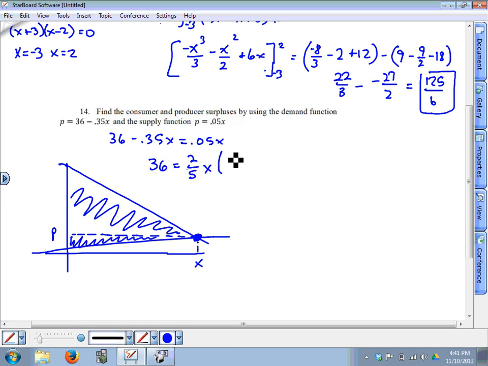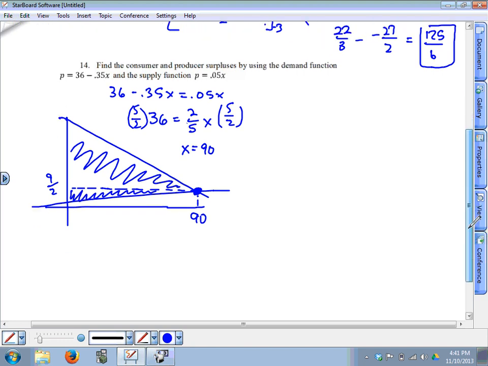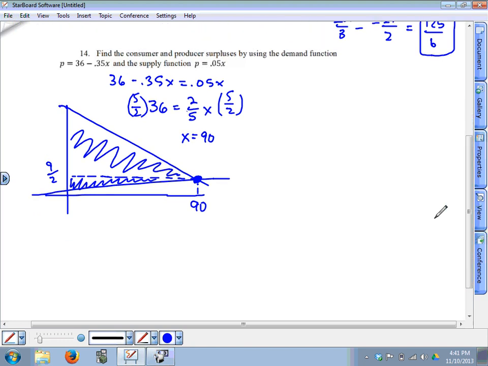Now multiply both sides by 5/2. And then half of 36 is 18. 18 times 5 is 90, so x is equal to 90. Now if you plug 90 into either the supply function or the demand function, it turns out the price is 9/2. So we need to do two definite integrals. Let's do producer surplus first.